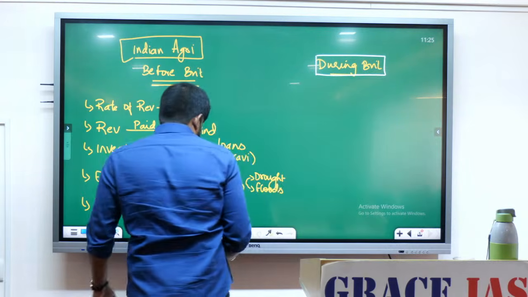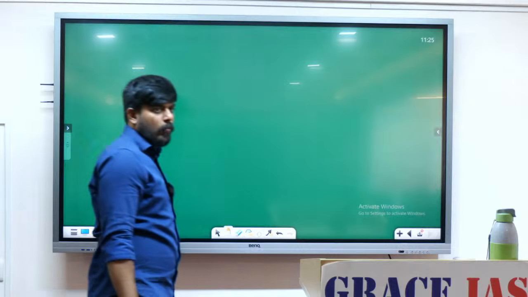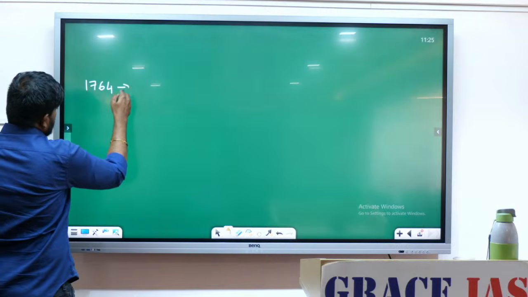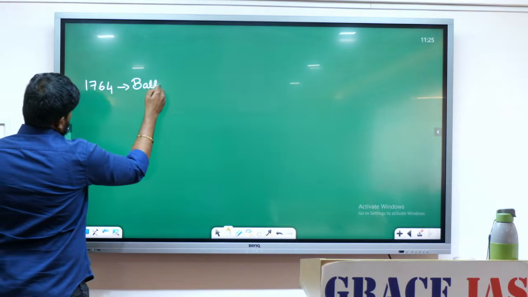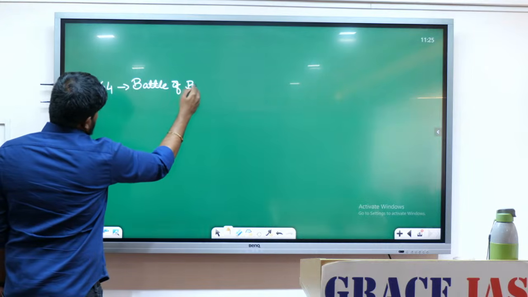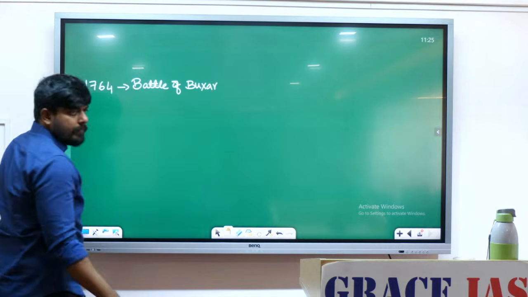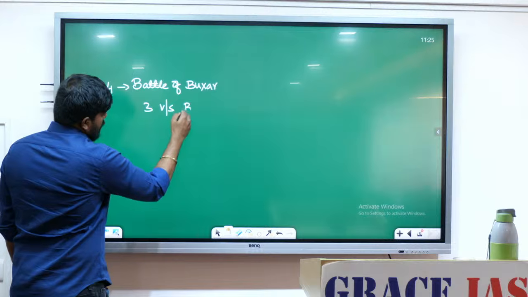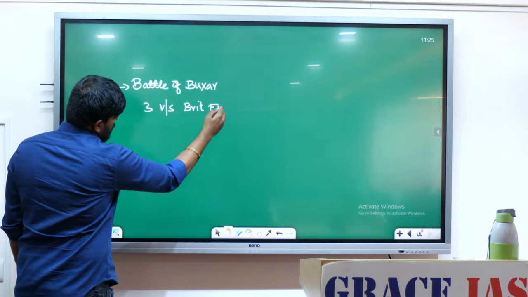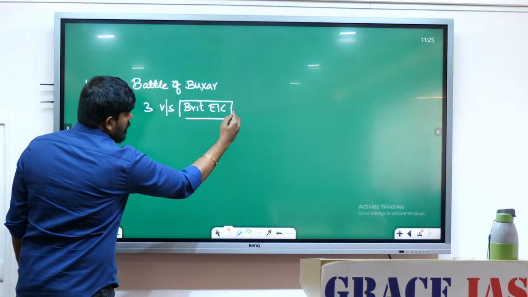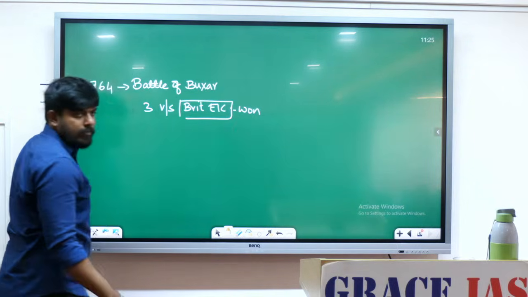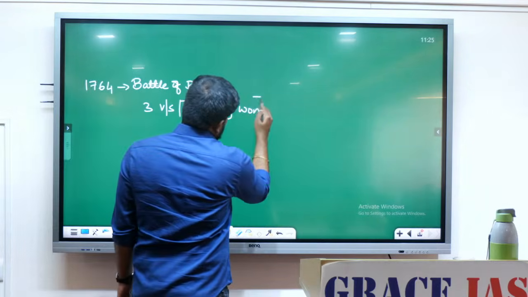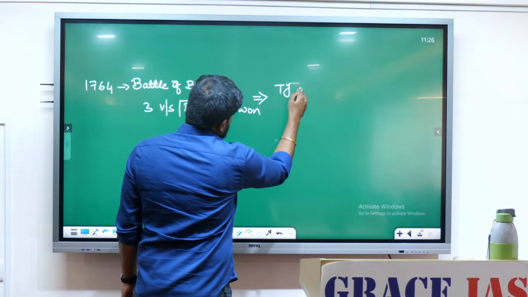see, we'll understand one more little background. In 1764, there was something called the Battle of Buxar. So, there was the war between three Indian rulers versus British East India Company, and Britishers won this war. And when Britishers won this war, there was a treaty that was signed, Treaty of Allahabad.